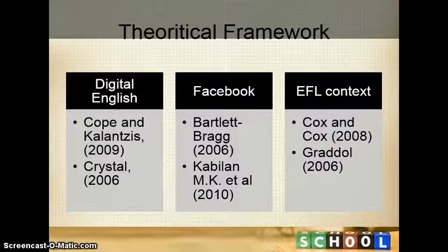This has some characteristics of the spoken language: typos, word shortenings, omission of grammatical patterns, and use of emoticons to replace emotions, hand gestures, and body language. The other concept was supported by Bartlett, Bragg 2006, and Kaplan 2010, and they stated that Facebook has been the most used social network for interaction among people from all over the world, and it is used to communicate, learn, and teach.